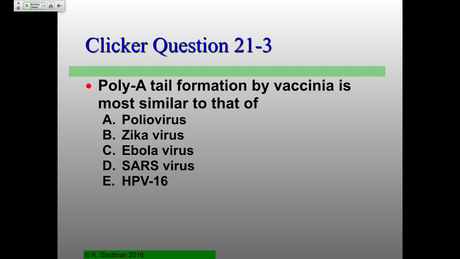So we'll see how we do on this clicker question, given your answers to the last one. Poly-A formation by vaccinia is most similar to that by polio, Zika, Ebola, SARS, or HPV-16. And I should say this is of the late genes, not the early genes.